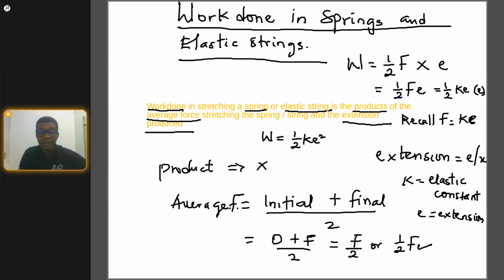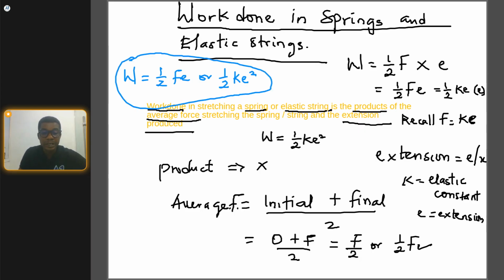So we have been able to derive the formula for work done using the definition. So I have two formulas now: work done, which is W, is equal to 1 over 2 Fe, that is if force is given, or I use it as 1 over 2 Ke squared. This is the formula we're going to be using to calculate the work done in this particular topic. I believe that is clear to us.